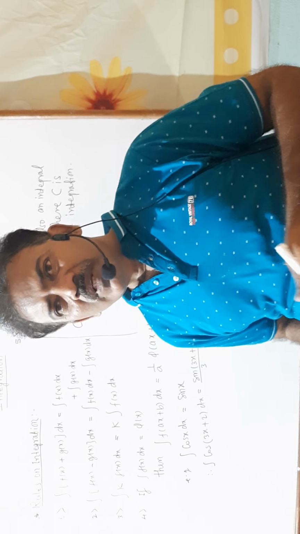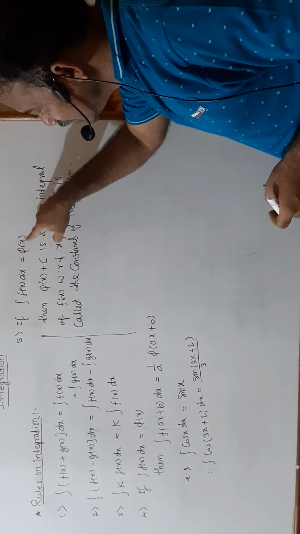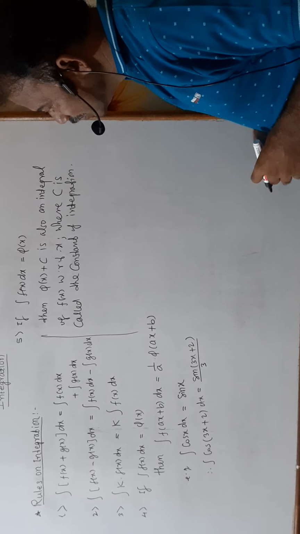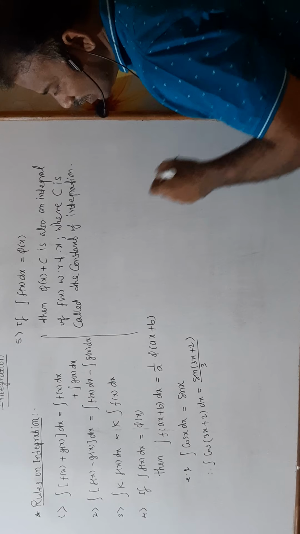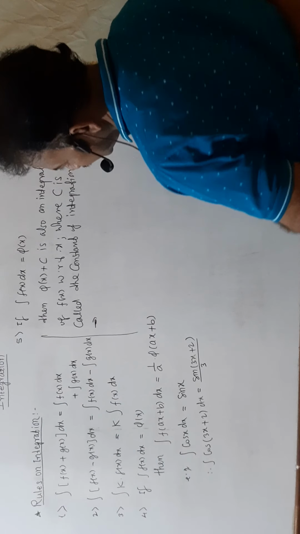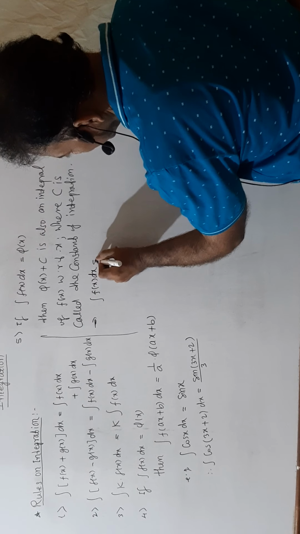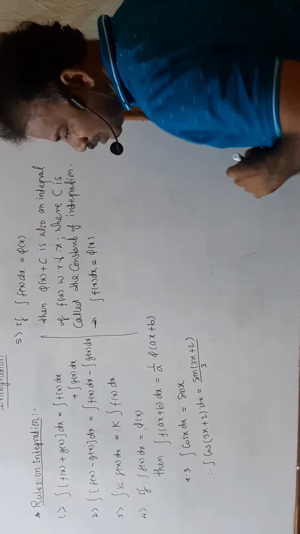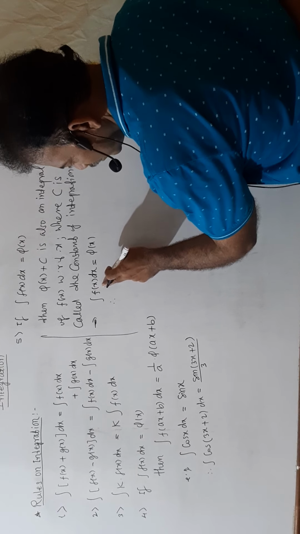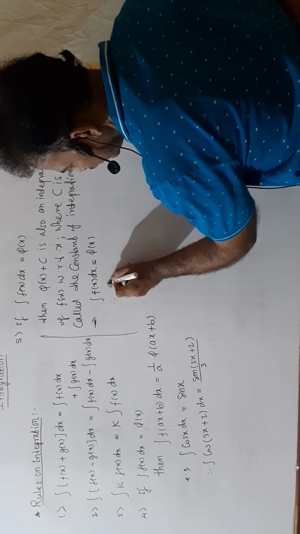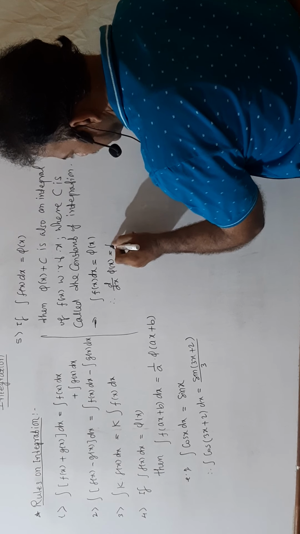Dear students, see here the meaning of this rule. Given that the integral of f of x dx is equal to phi of x, then phi of x plus c is also an integral of f of x dx. How is it so? Given that the integral of f of x dx is equal to phi x, you know the definition of integration and derivative. If the integration of f of x is phi x, then by definition the derivative of phi of x must be f of x.